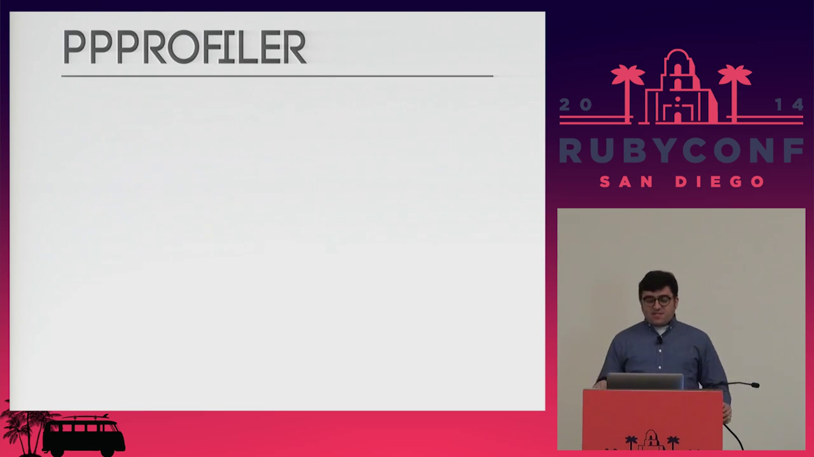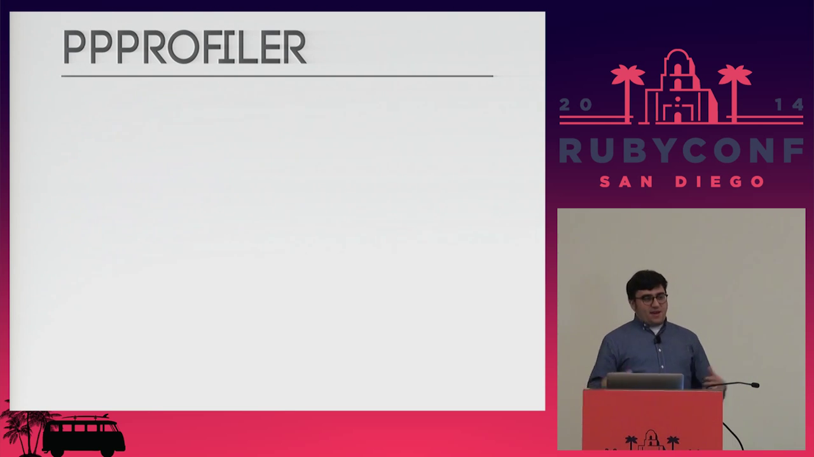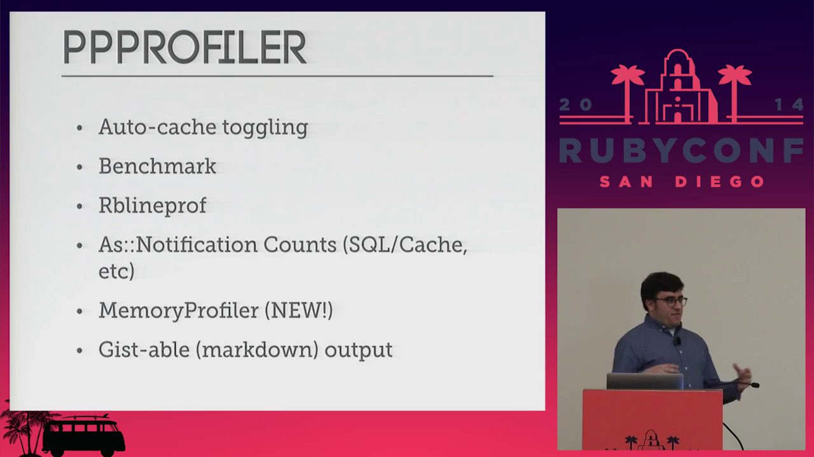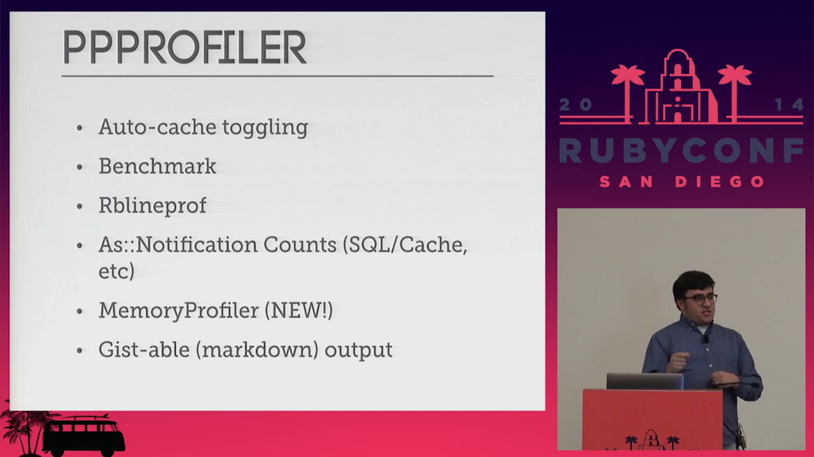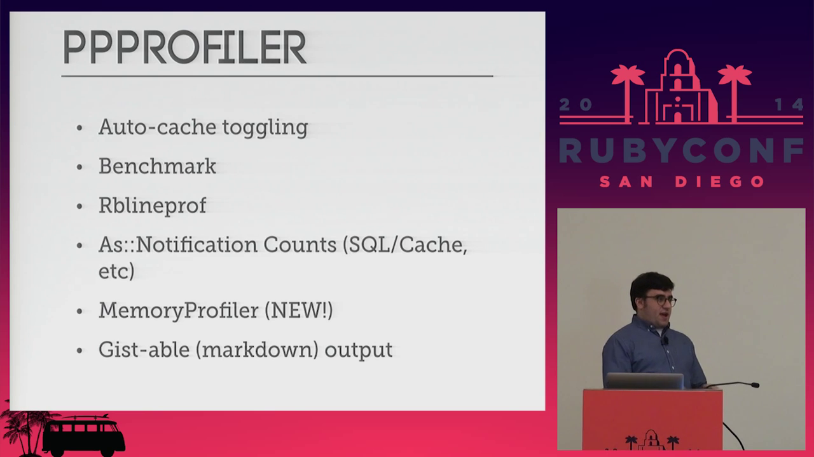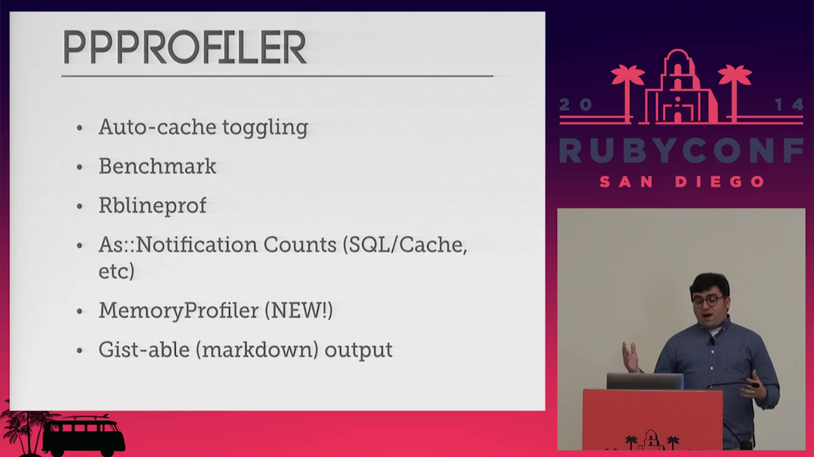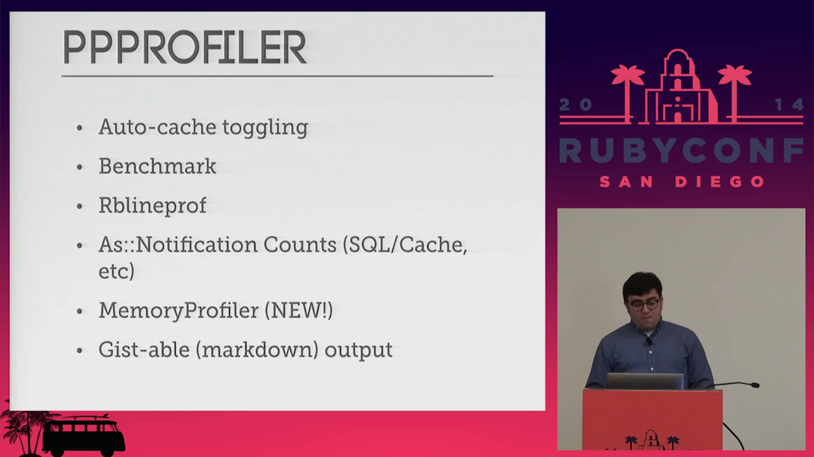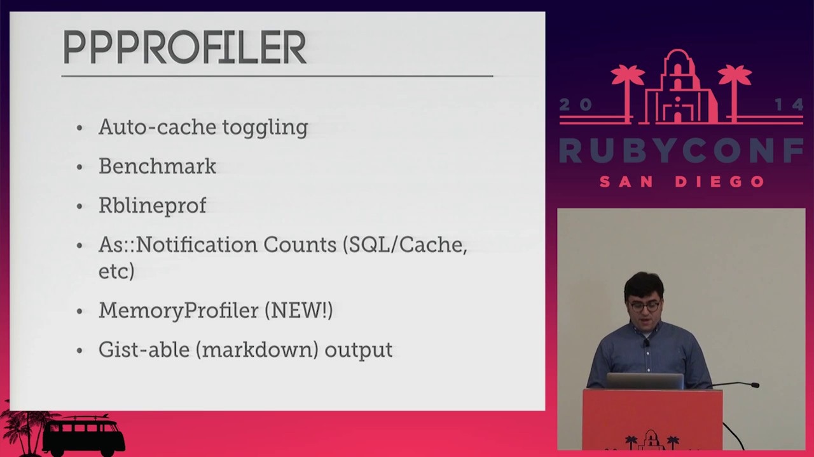So PP Profiler is basically just a meta tool. It's a tool that we have internally, and all it does is run a bunch of existing performance checks or tools over a method or over some piece of code, and then collides them all together into one output. The tools that we have: auto cache toggling, so it runs the same code with the cache turned on and with it turned off. It uses benchmark just to get a general idea of how many operations we can run. And then it uses RB lineprof, which I would love to spend 45 minutes, or actually probably have Aman come up and talk to you for 45 minutes just about that. But we can't. It's a really basic, but really, really good line profiler for Ruby.